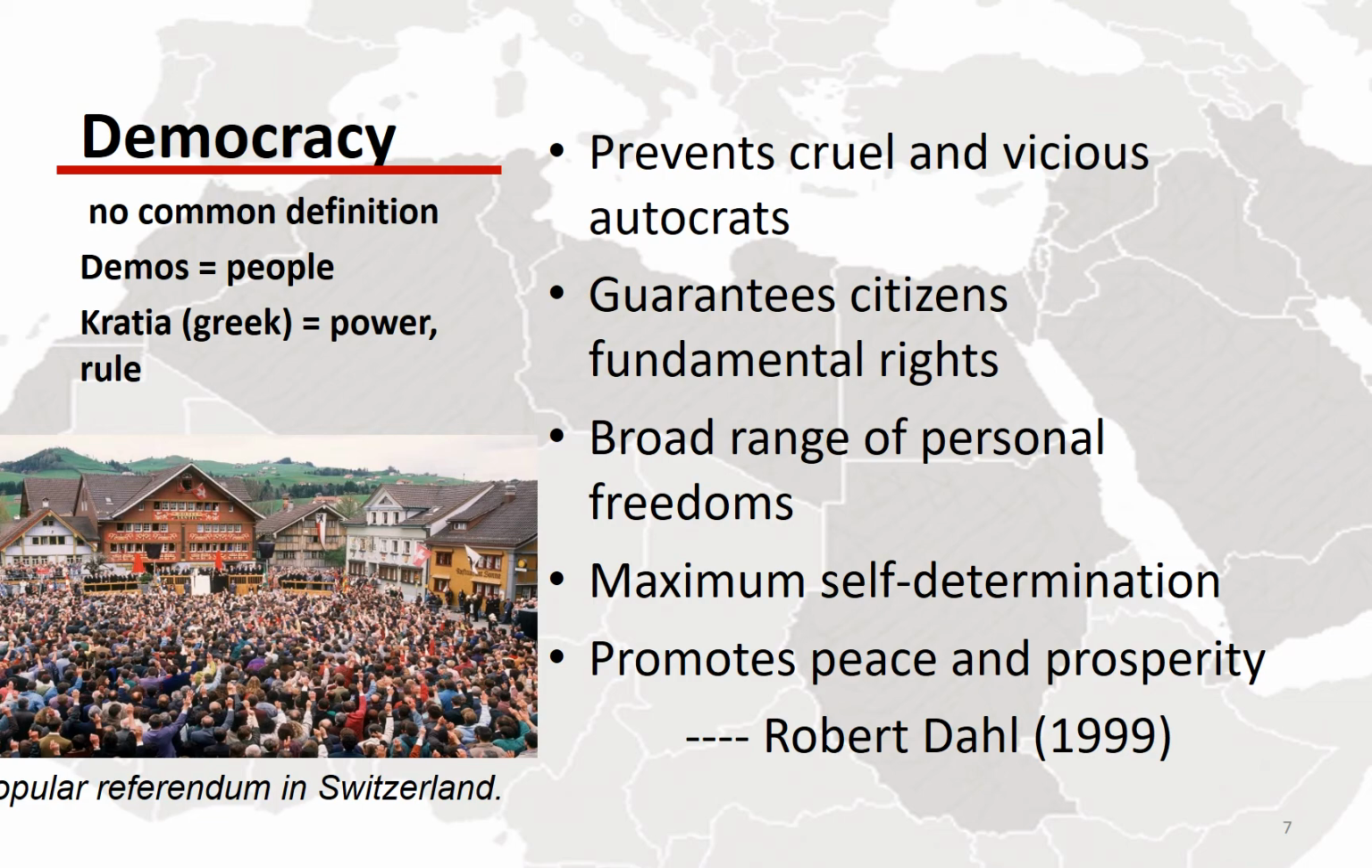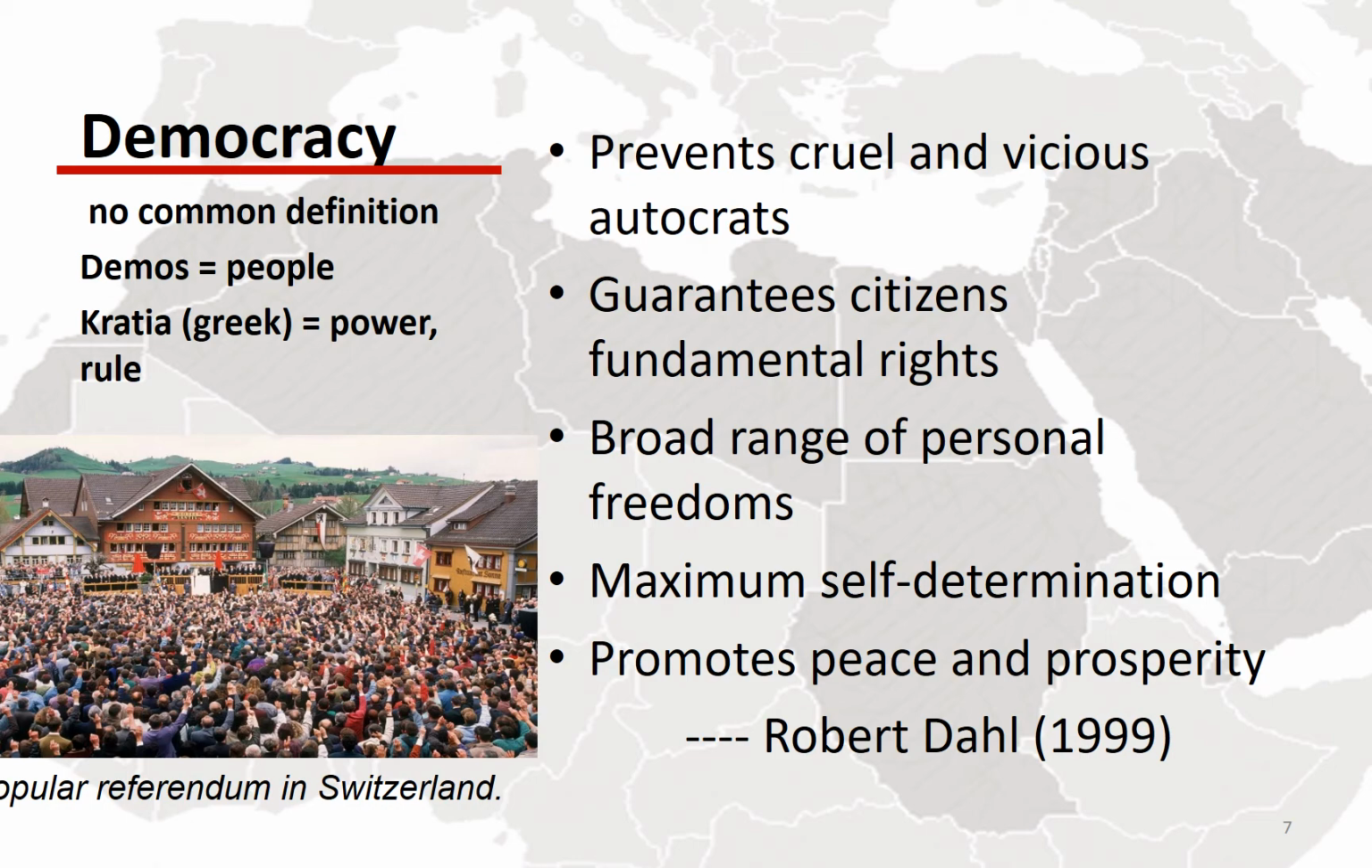The idea behind this is that when you have a democracy, you can prevent cruel and vicious autocrats. You just live better, longer lives with less violence. You can guarantee citizens fundamental rights. You have a broad range of personal freedoms that you otherwise won't have under a repressive regime, and it's really a maximum of self-determination. You can draw up your own life to whichever extent you want. That's probably the most important difference. If you travel to the Middle East more extensively and live there and compare it to the United States, you will notice it's quite significantly different.